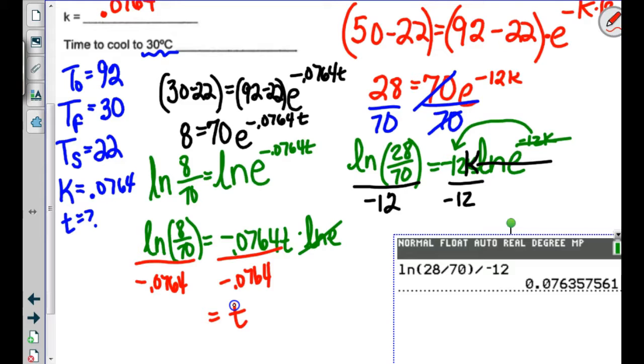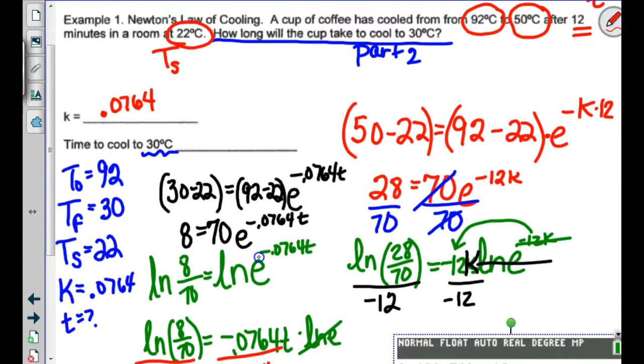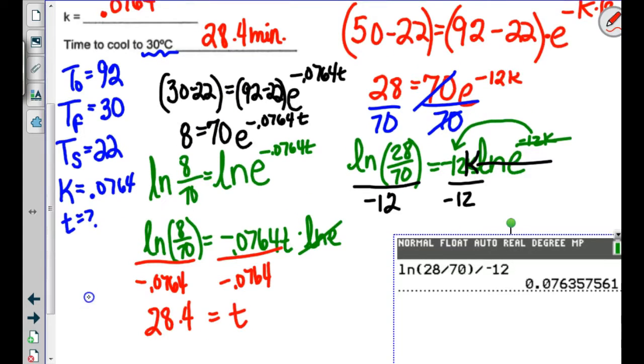Ugh, I can't type. Anybody get 28.4 minutes? Okay. It's around 28 minutes, 28 and a half minutes. I'm just going to go ahead and leave it 0.4. So, in other words, we measured the temperature at one time so that we could find the cooling coefficient and then predict how long until we finish cooling it. Everybody good?